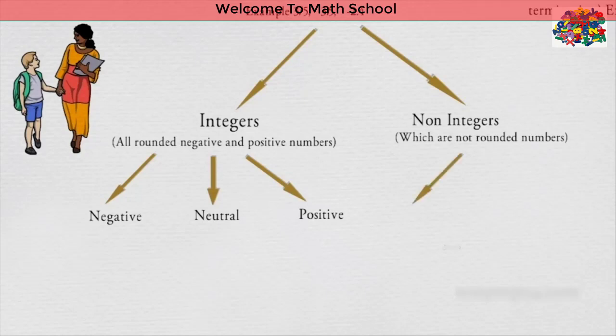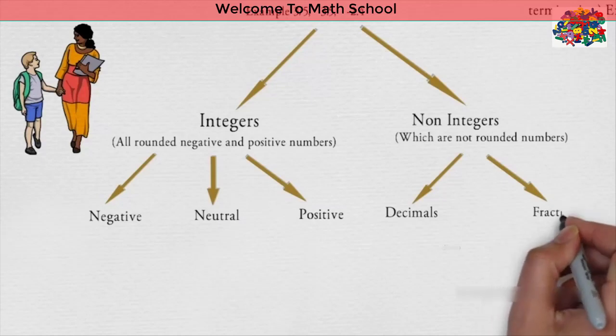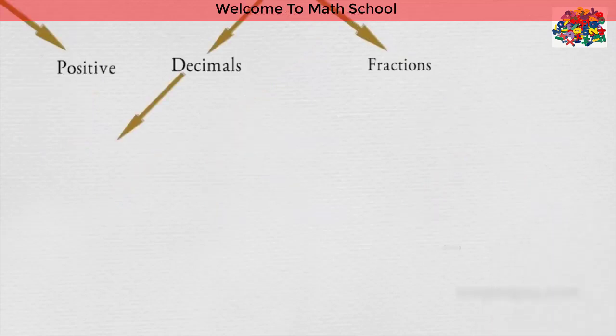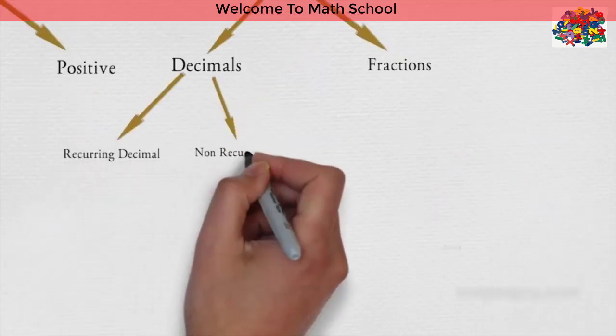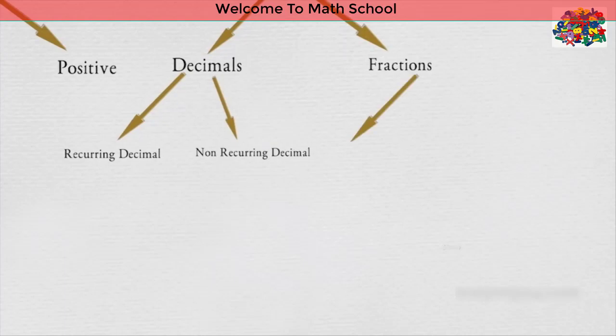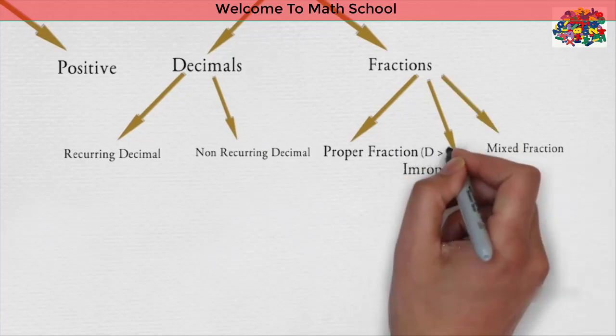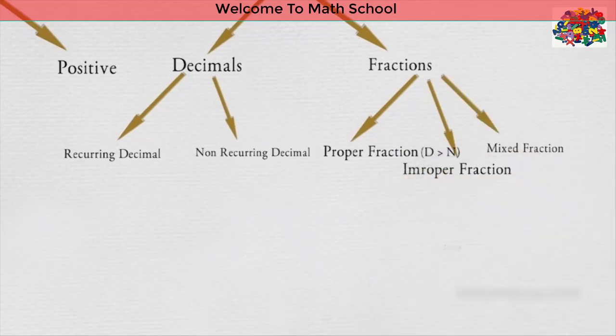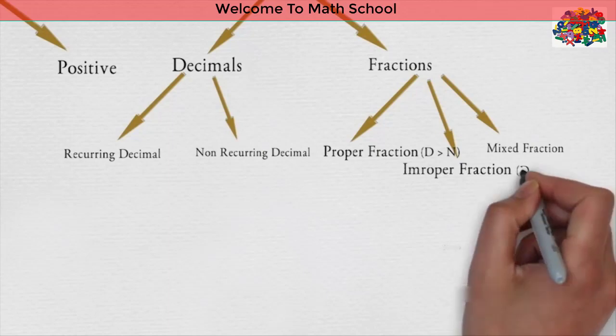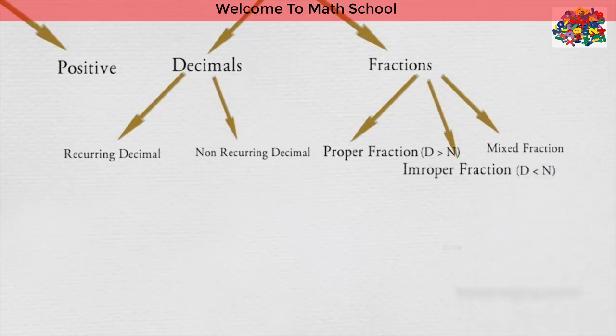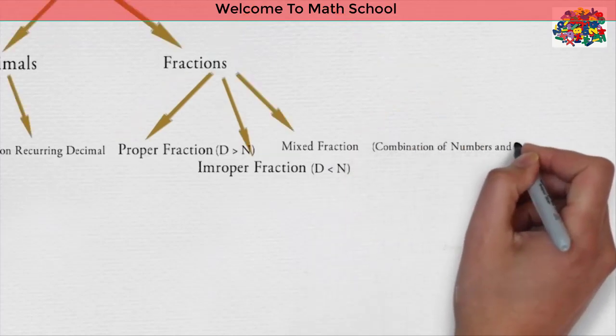Now non-integers are further classified into decimals and fractions. In decimals we have two types, recurring decimals and non-recurring decimals. And for fractions we have proper fraction, improper fraction, and mixed fraction. If the denominator is greater than the numerator, it is called a proper fraction. If the denominator is lesser than the numerator, it is called an improper fraction. And a mixed fraction is a combination of a whole number and a fraction.